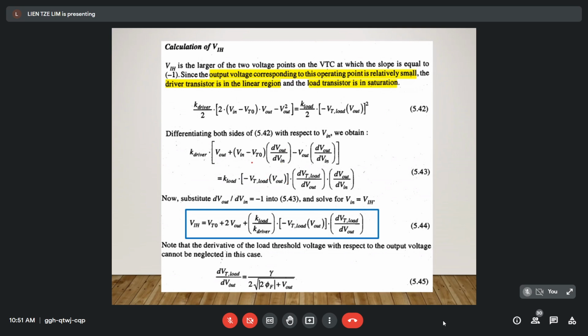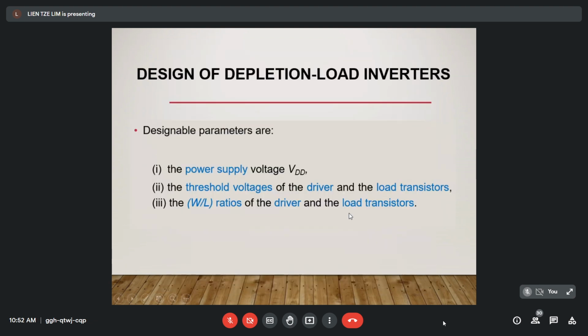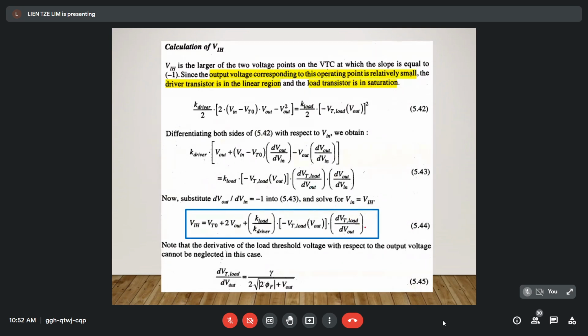After that, this formula needs to be arranged to get VIH equals VTO plus 2 multiplied by Vout plus the load to driver ratio multiplied by minus VT multiplied by Vout plus the differential of VT over dVout. Let me see. It looks to me this is not the final one, because this term will need to be substituted with this.